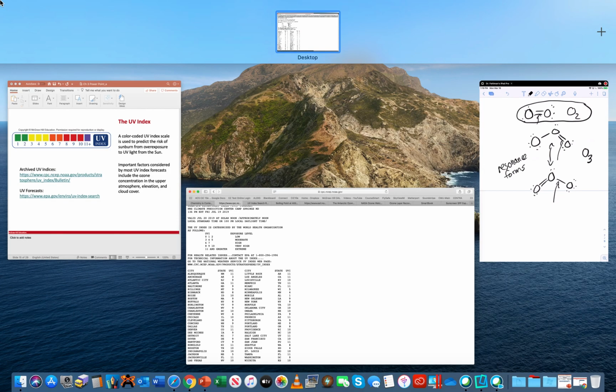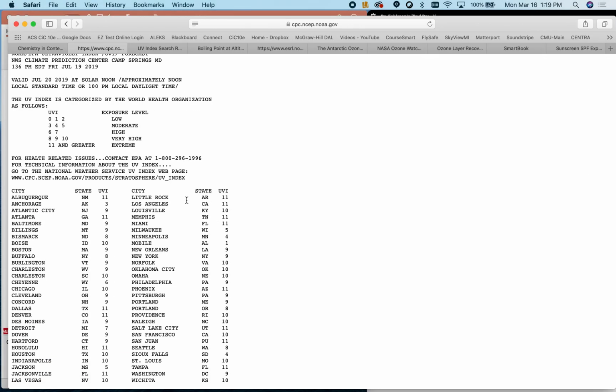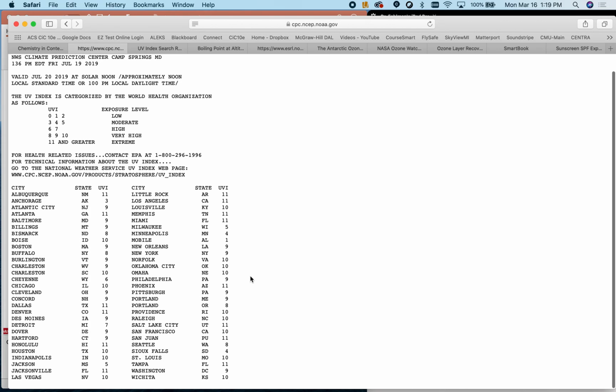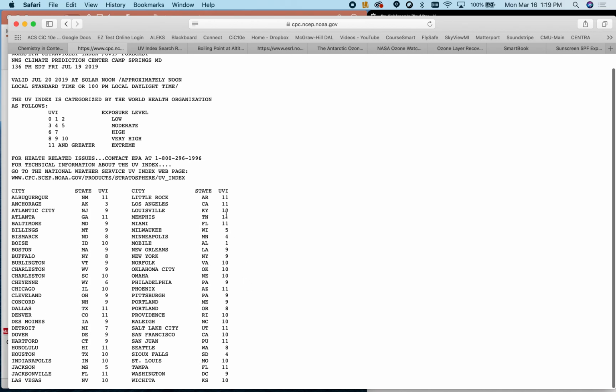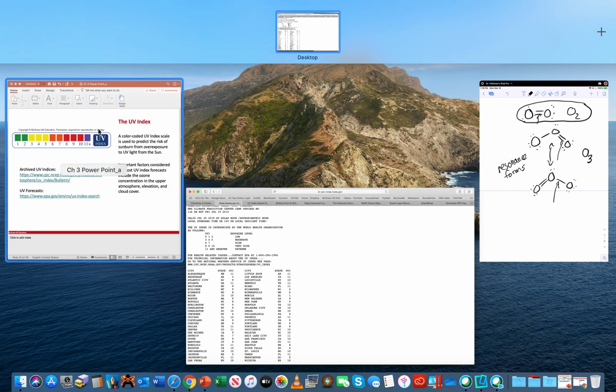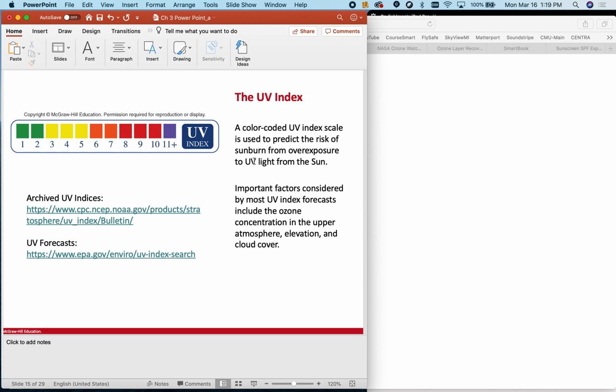And then you're looking at some of these others like LA, what was the highest there? It looks like a number of them are at 11, which are at the highest end. So, as you would expect, the factors that govern UV indices are the ozone concentration in the atmosphere, and we're going to talk about depletion today. That's really the big topic of today. Your elevation and the cloud cover.